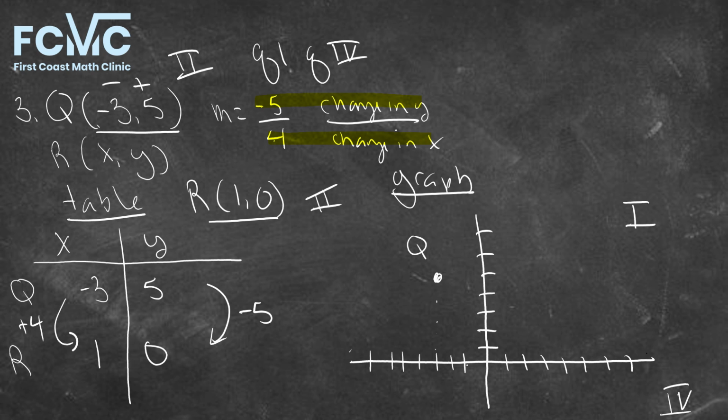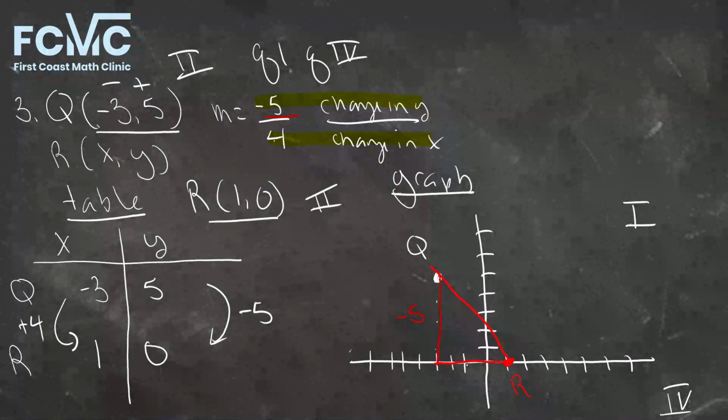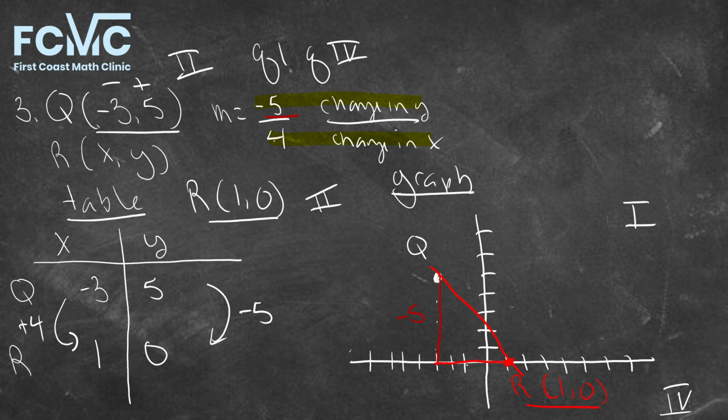And then our slope, we're going down 5 and right 4. So I'm going to do this in red. So our slope, negative 5. So let's go down 5. So we know that's going to take us to the x-axis. So that's negative 5. And then from here, let's go right 4. So 1, 2, 3, 4, which is going to take us right here, which is point R. Sketch in that line. And we know from our graph that point R is 1, 0, which matches the value we have.